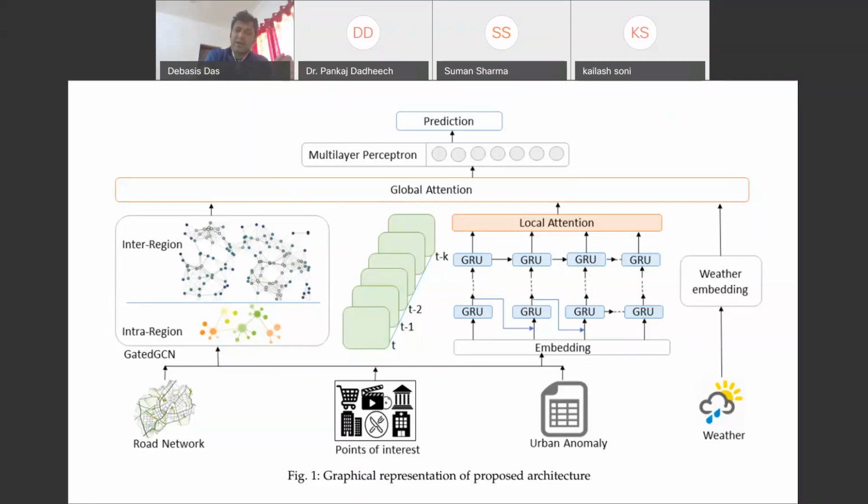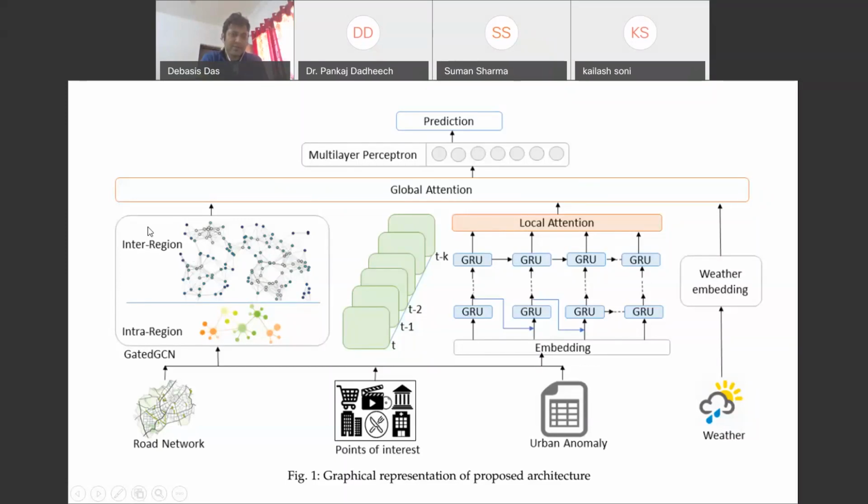Okay, so urban anomalies behave differently. In the case of the road network it is different, in the case of point of interest it is different, in the case of urban anomalies it is also different, and in the case of weather it is also different. Here we are using different models because their behavior and nature are different. So we identified the suitable solution.